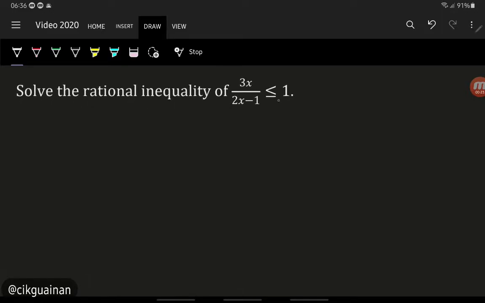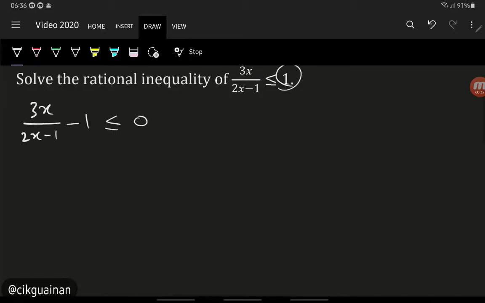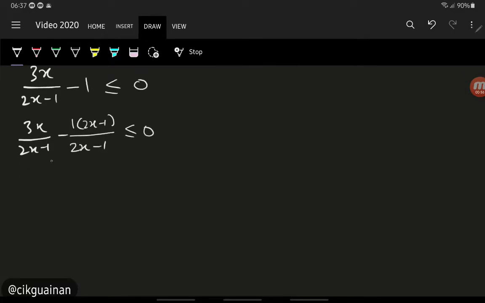First step, we have to make sure this is 0. So 3x over 2x minus 1 minus 1 less than or equal to 0. Then we have to make sure this is one big fraction. This is clearly not one big fraction, so 3x over 2x minus 1 minus (2x minus 1) over 2x minus 1. Where did the 1 go? Actually, the 1 is over here, so I write it over here. You see the pattern.